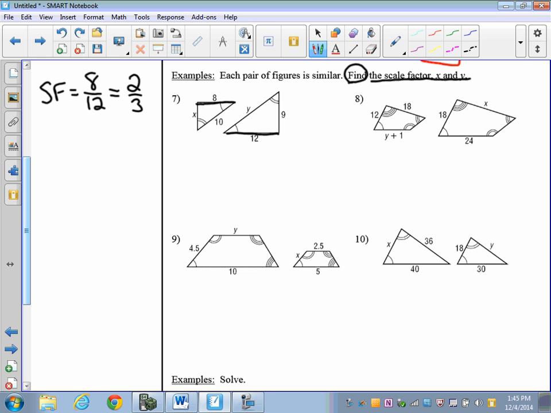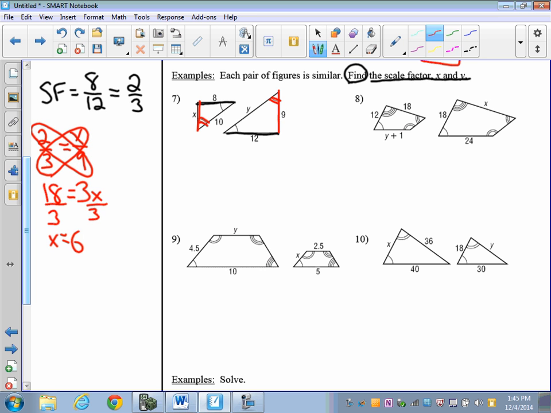Now what I need to do is solve for x and y. So I see the side that goes 2 is x over 9. I know x over 9 is 2 over 3. So just like we did in our last section on proportions, we cross multiply. 18 is equal to 3x. We get x is equal to 6.